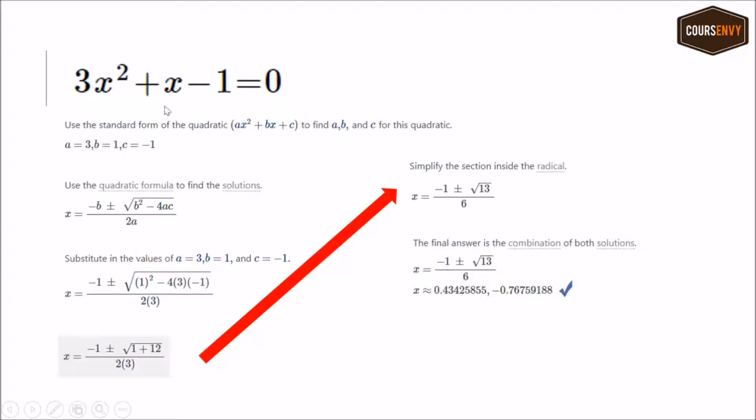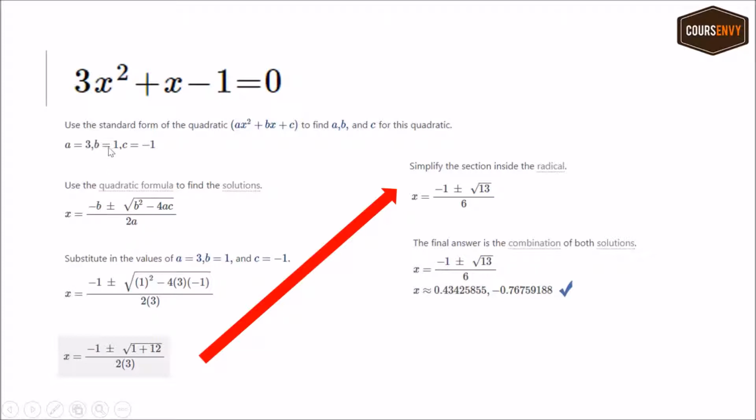There's no number here, so what does that represent? 1. 1 times x equals x, so b equals 1, then the last one, plus c, looks like a negative, -1, so c equals -1. Now, let's just plug and chug. Here's the quadratic formula you use. So substitute those values out.